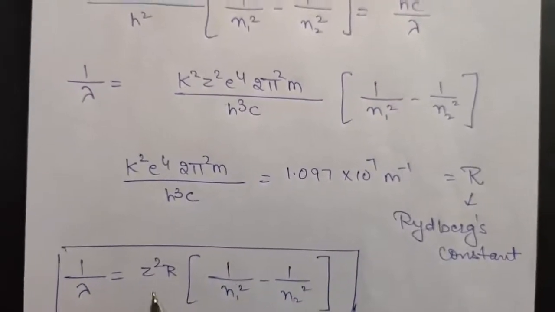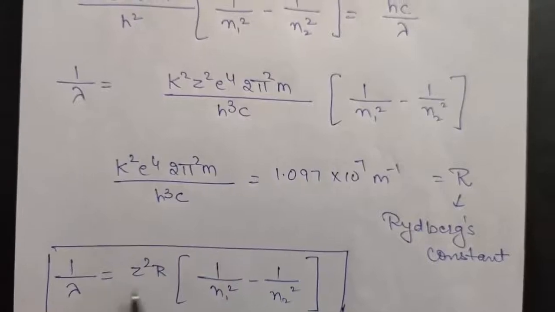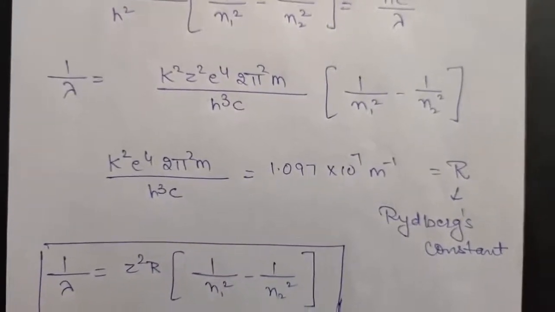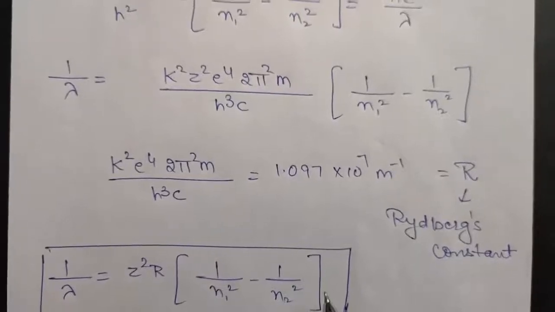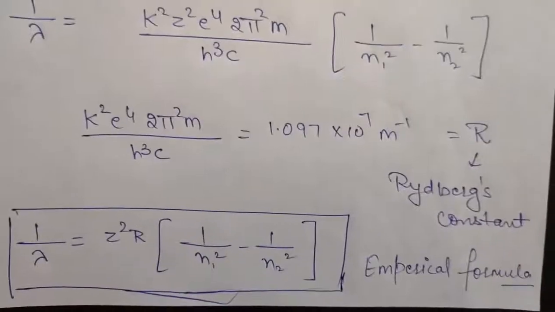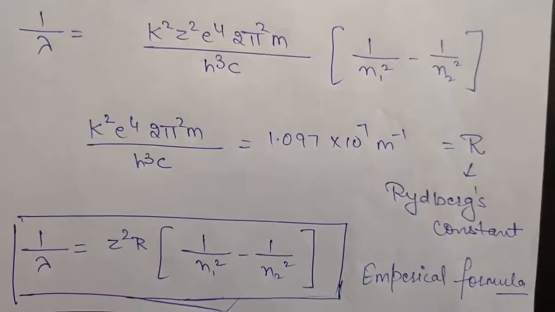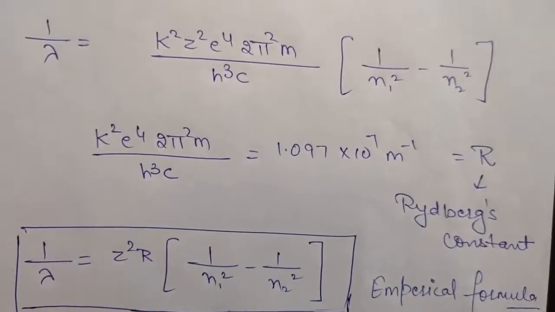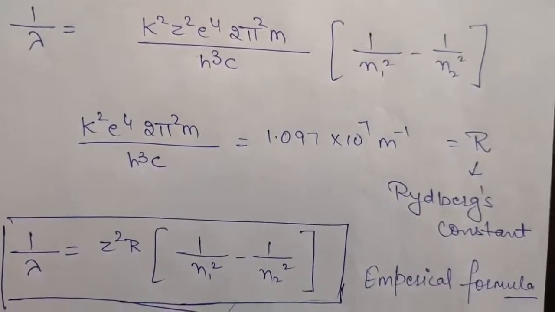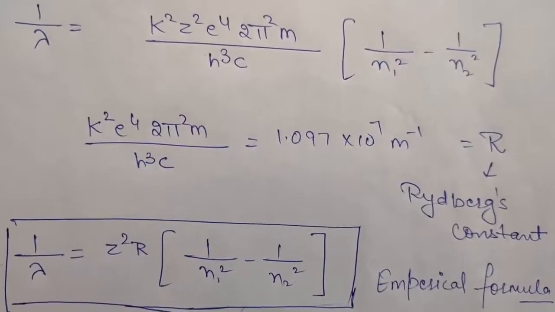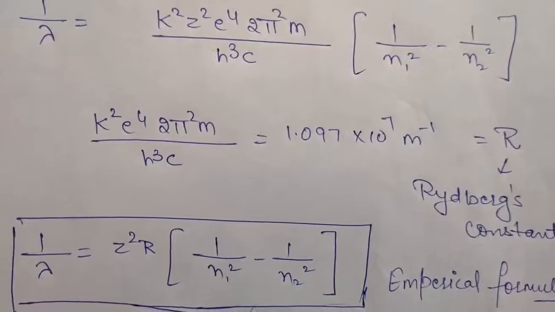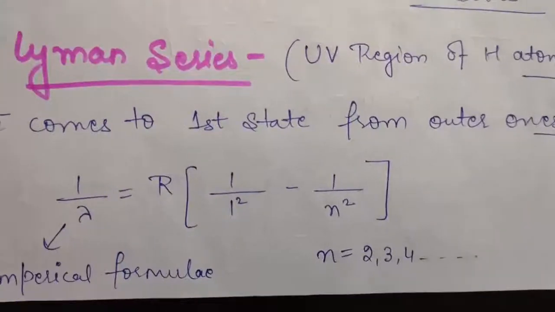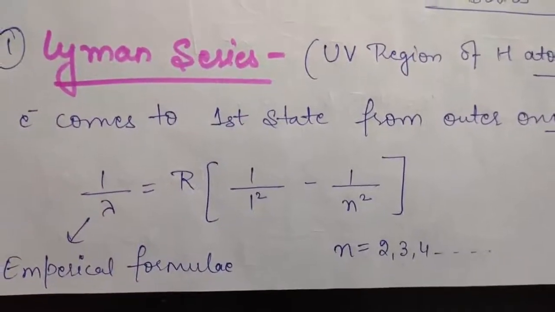Again for hydrogen, by putting z equal to 1, you will get the same formula and no z will be there for hydrogen. Now this formula is also called the empirical formula, and through this you can calculate the wavelength emitted. According to this formula, Bohr explained various series which were observed. So let us discuss the various series. There were 5 series which we will be discussing one by one.